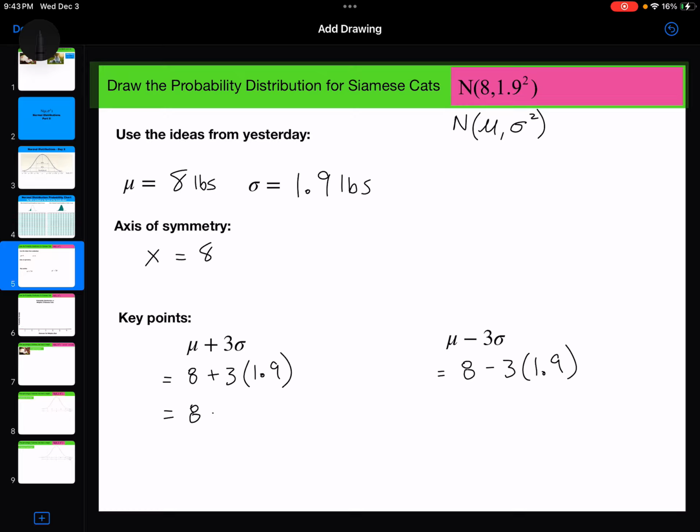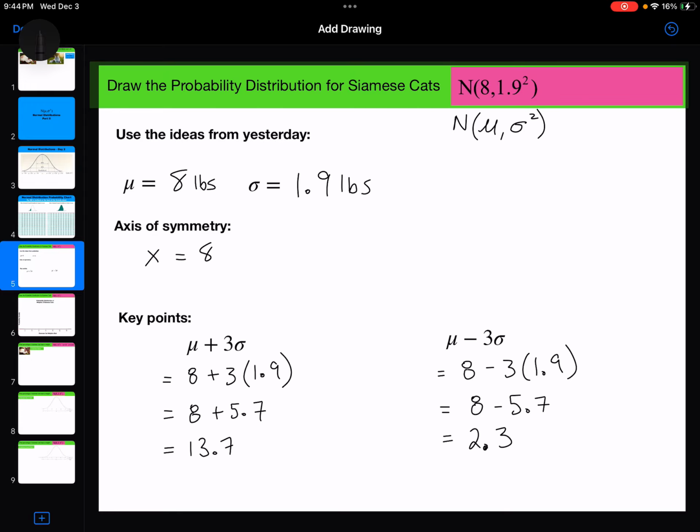So 8 plus 3 times 2 is 6, but then it's not 2, it's 1.9, so 5.7. So that will be 8 plus 5.7, which is 13.7. And then on the other side, this is going to be 8 minus 5.7. So 8 minus 6 is 2, but it's not 6, so that gives me 2.3 to get that calculation.